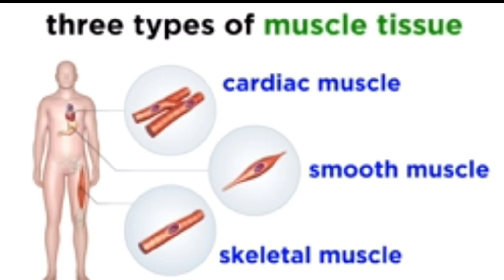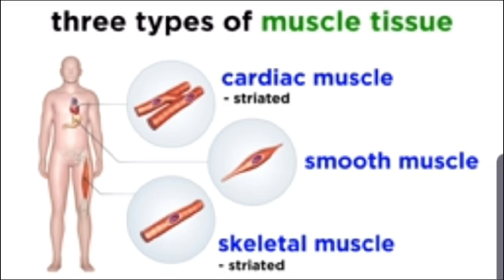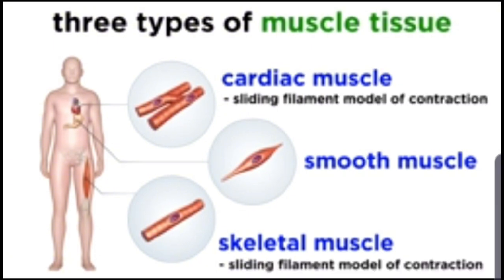Now let's go a little deeper. When we learned about the types of muscle earlier in the series, we saw that the heart has its very own type, cardiac muscle, which is not found anywhere else in the body. Cardiac muscle fibers are similar to skeletal muscle fibers in that they are striated, and the mechanism of contraction with the sliding filaments is the same.